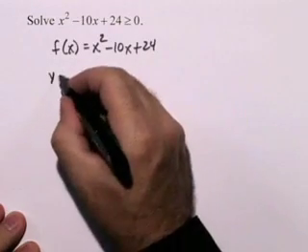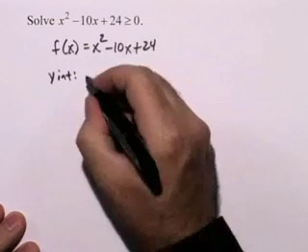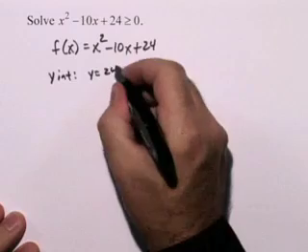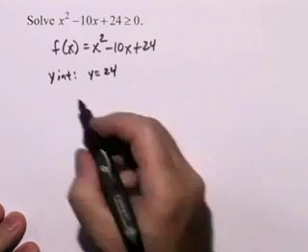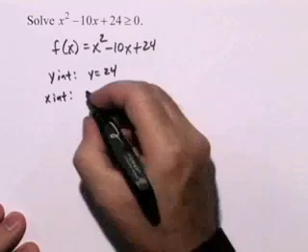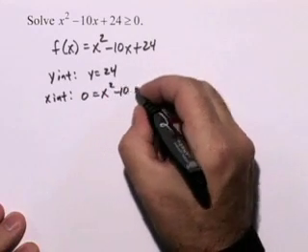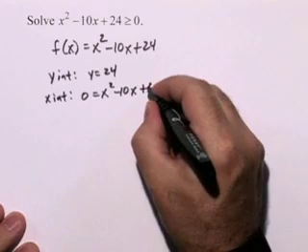The y-intercept, you can see from our function, will be this constant 24. We'll just write y equals 24 for our y-intercept. To get our x-intercepts, we're going to set our function equal to 0 and solve the resulting equation. So 0 equals x squared minus 10x plus 24.